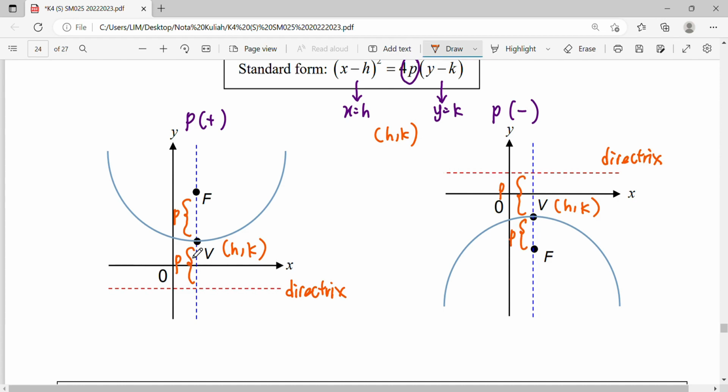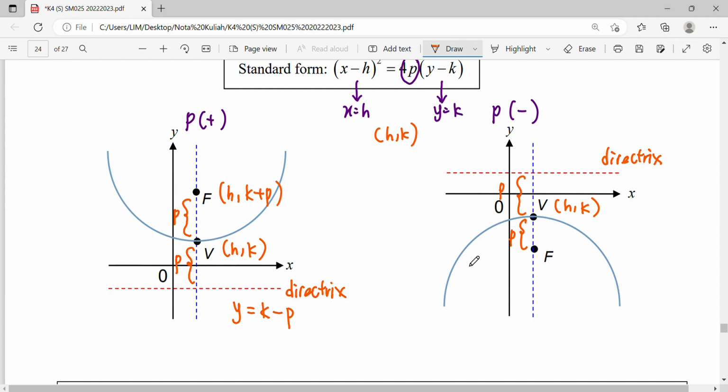So to find this focal point for the upward parabola, we are moving up. Moving up, the x coordinate will not change. The y coordinate, from the vertex, we are going to add p units to find the focal point. Meanwhile, the directrix is a horizontal line, so the equation will start with y equals something. What is the y value? We refer to the k here. When you move down, this k will go to minus p units.